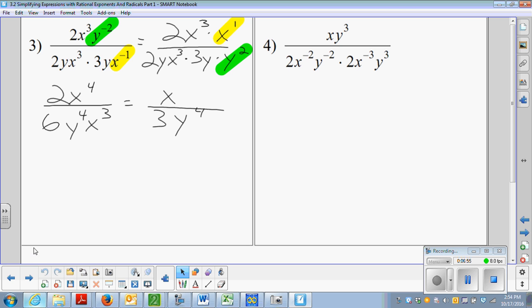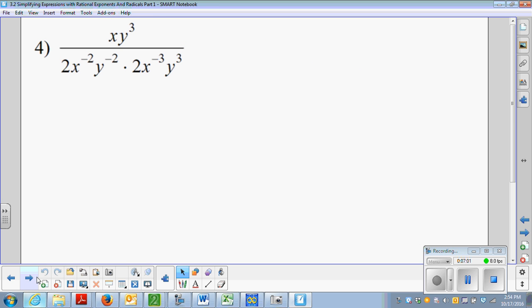All right, let's take a look at our last example. Here I have x times y cubed, and in the denominator here I have a whole lot of negative exponents. So you want to be really careful when we get ready to move. Let's take a look.